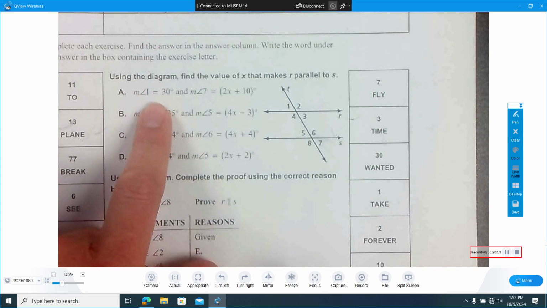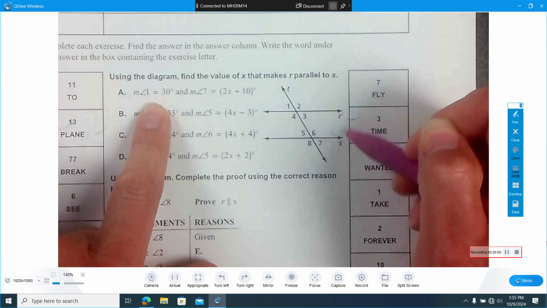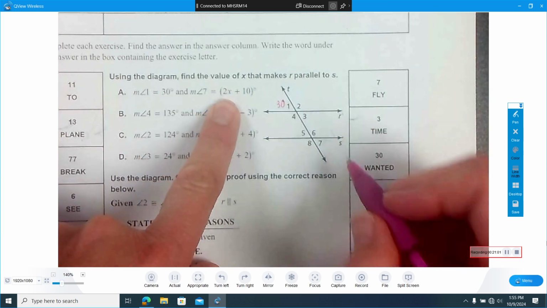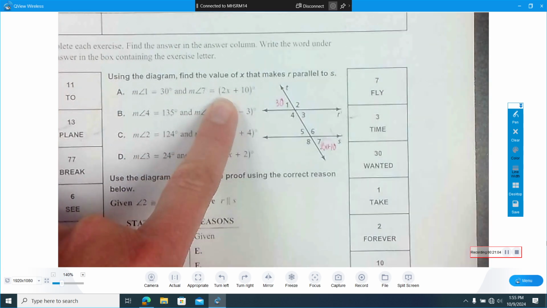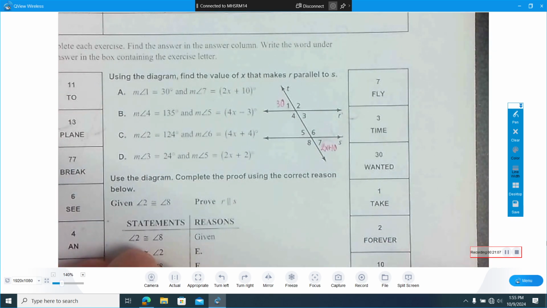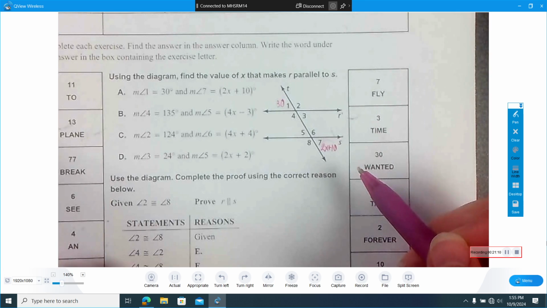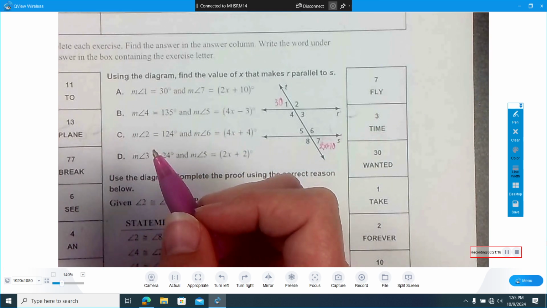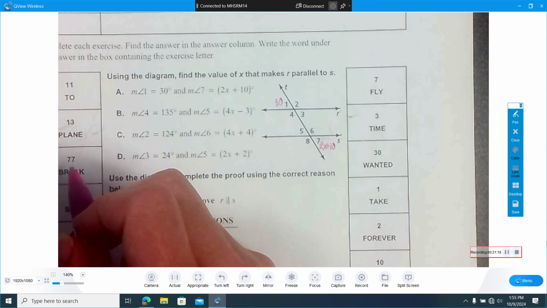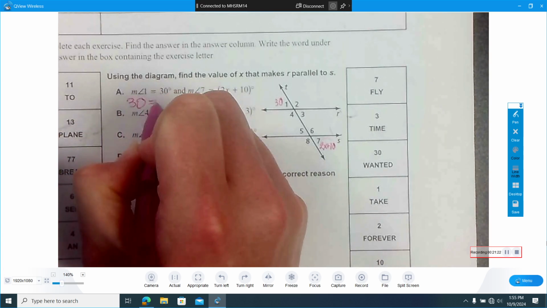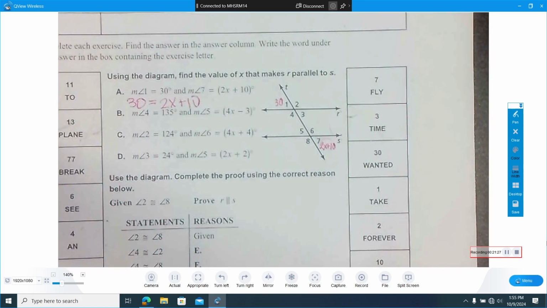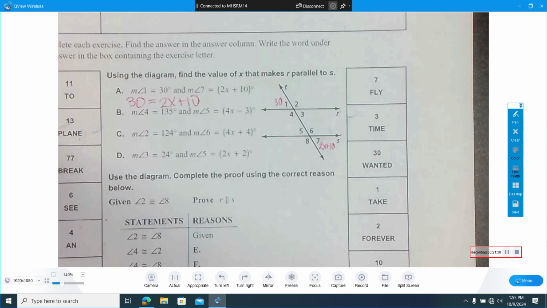Use the diagram to find the value of x that makes our lines parallel to one another. If the measure of angle 1 is 30 and the measure of angle 7 is 2x plus 10, what kind of angles are those? No, not vertical. Alternate exterior angles. And if alternate exterior angles are congruent, so 30 is equal to 2x plus 10. Can you solve for x? Yes, you can. Those are alternate exterior, need to be congruent. All right, you got it.